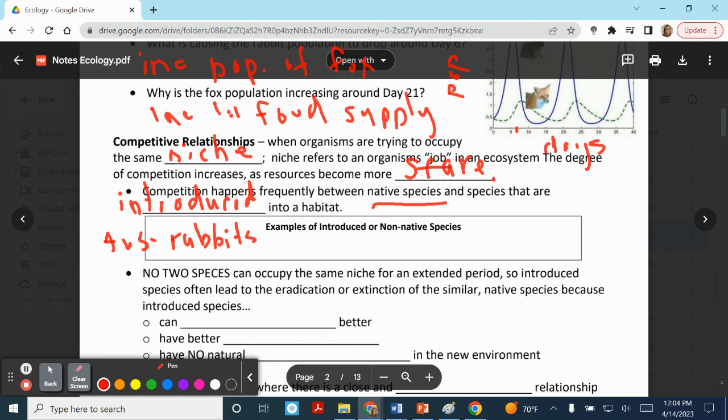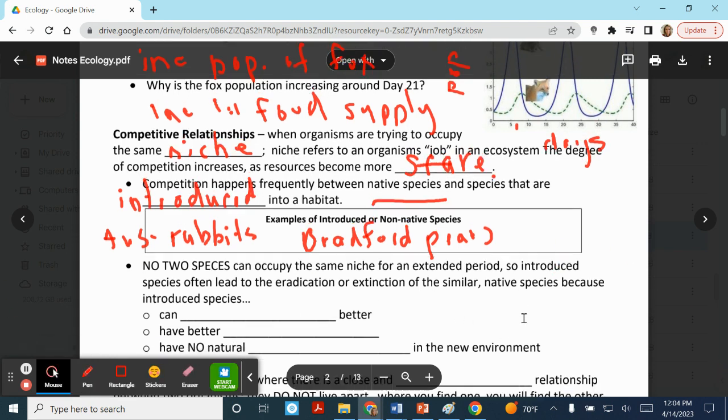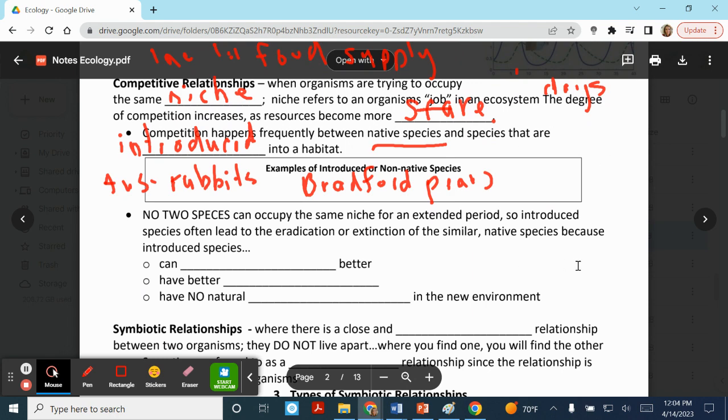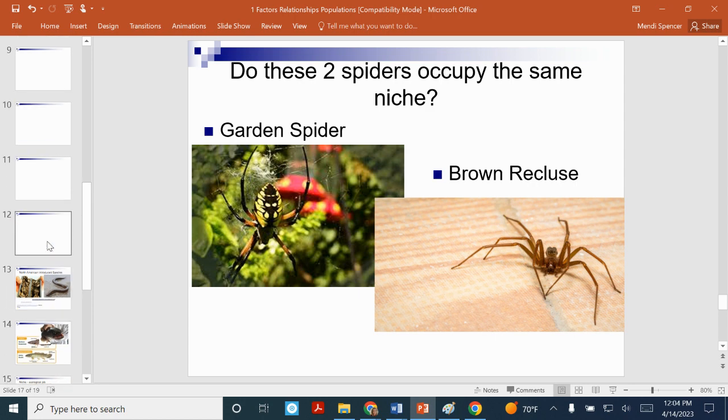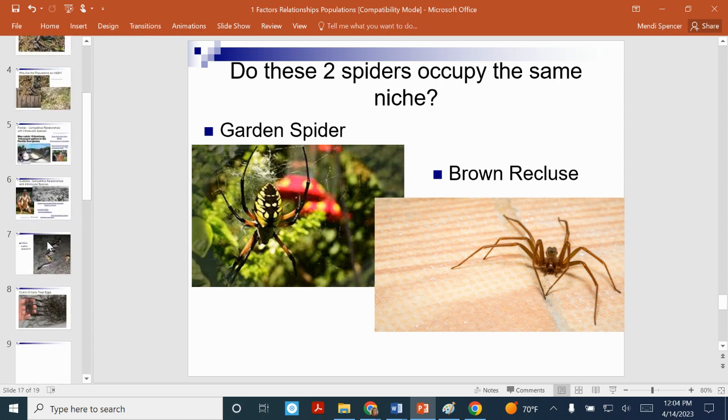We talked about those Bradford pear trees here in Missouri. So I'm just going to write Bradford pears. It's another example of an introduced or non-native species here in Missouri, and they are outcompeting our native trees. Now, the reason why these introduced species can outcompete the native species is usually due to a few reasons. First, with these rabbits in Australia or with the cane toads in Australia, they usually have adaptations that help them better survive in their environment.